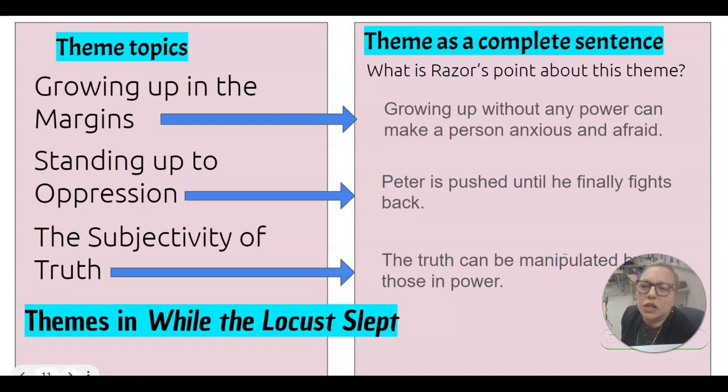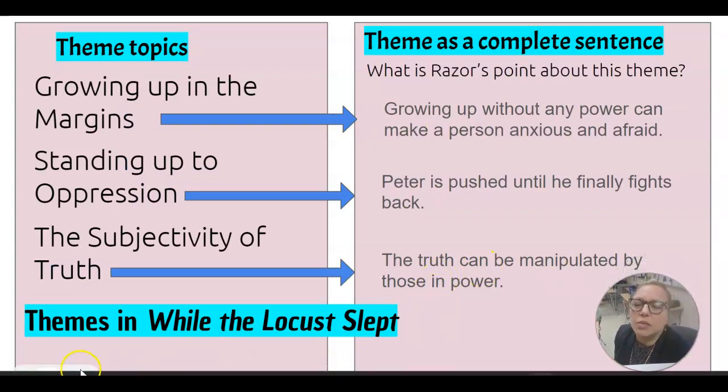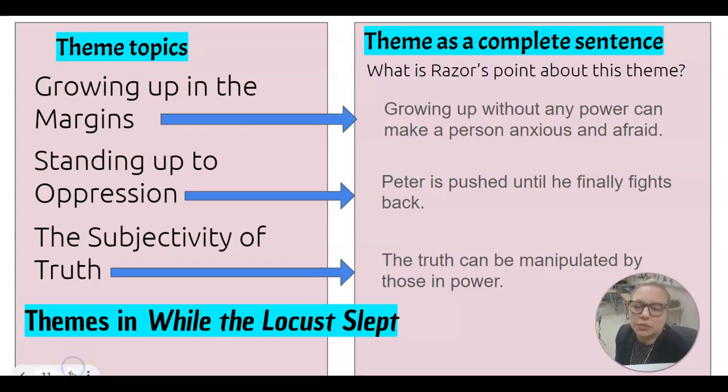But how about in While the Locusts Slept? Maybe we could say, growing up in the margins, the point that he's making about that topic is that growing up without any power can make a person anxious and afraid as an adult. Standing up to oppression, Peter's pushed back until he finally fights back. The subjectivity of truth, the truth can be manipulated by those in power. What else do you think he's trying to say about these themes in the book?